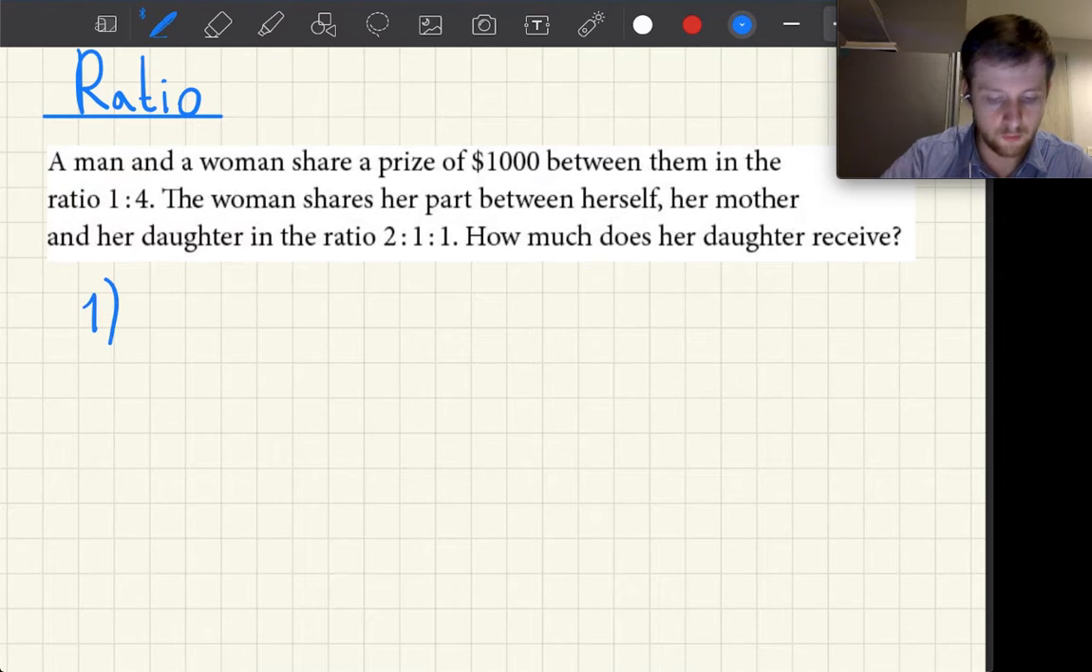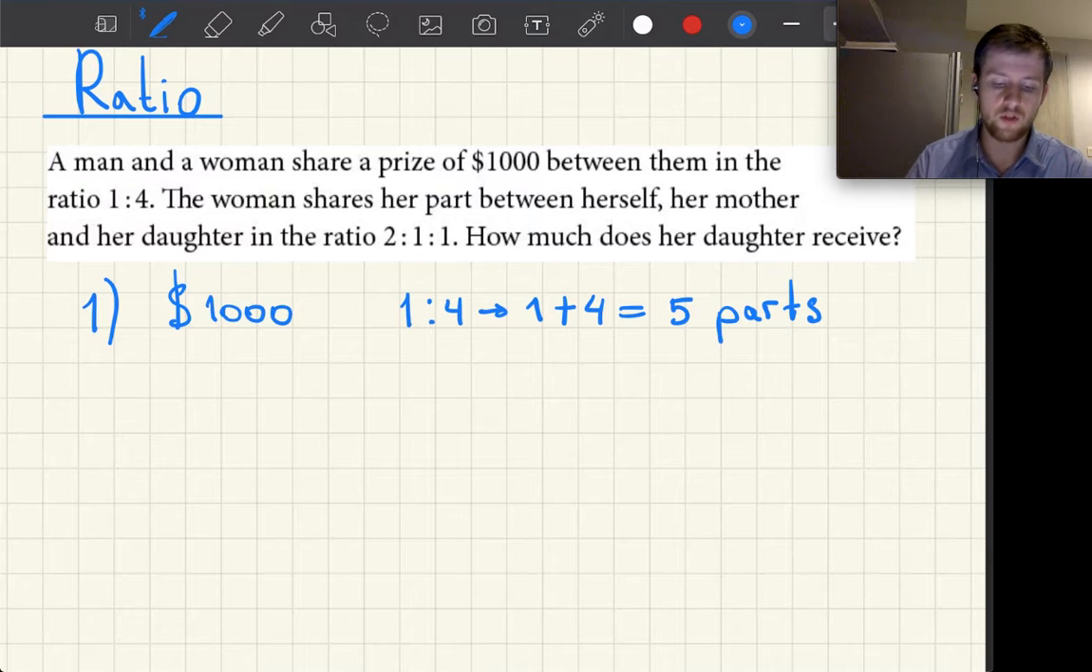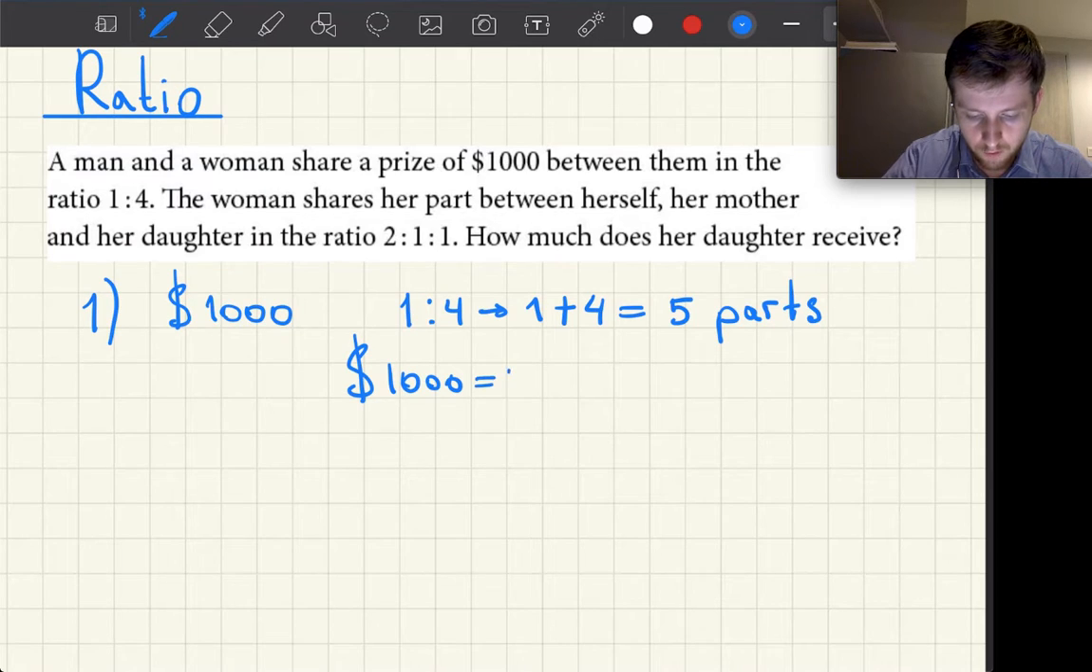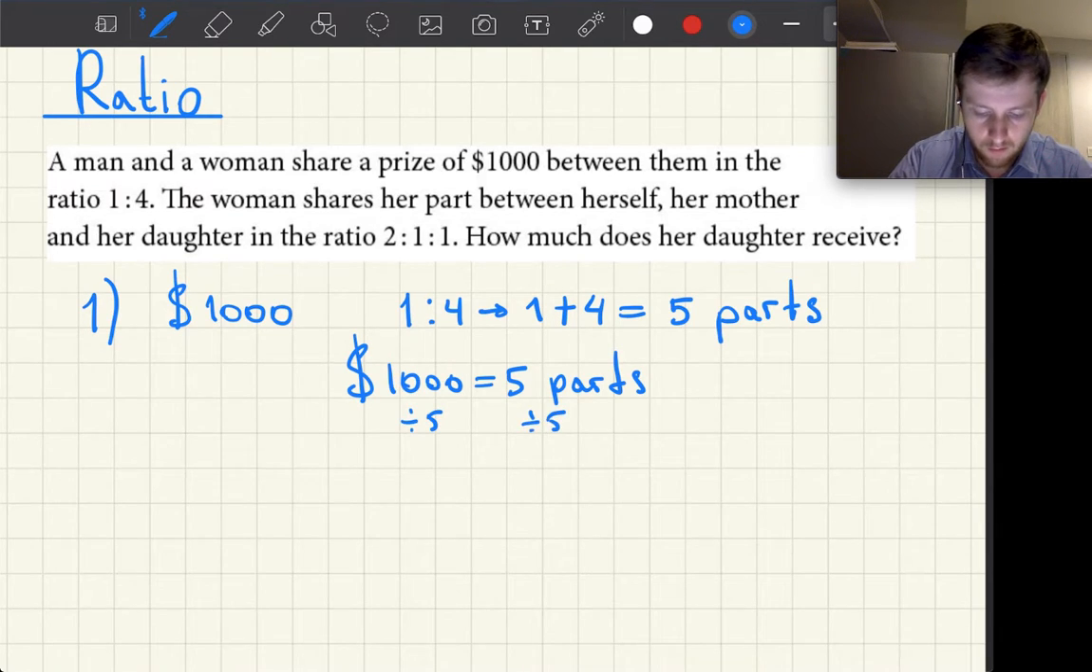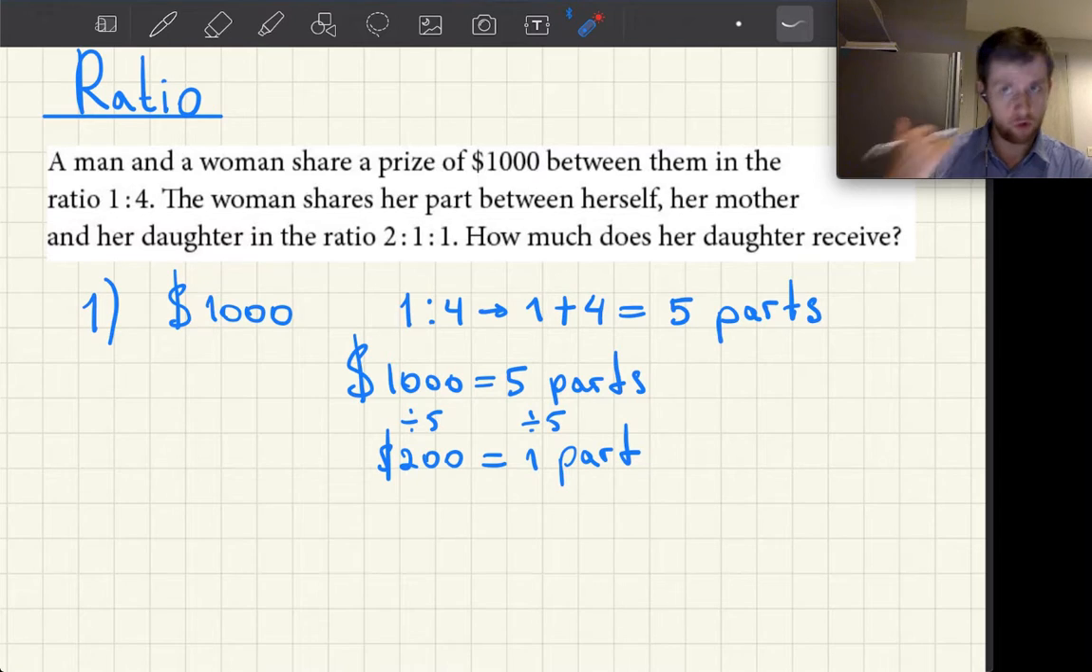So the first step. There's $1,000 in total, and they're split in the ratio 1:4. It means that in total, they're split in 5 parts. The question about ratio and also about proportion is almost always: how much is one part? In this case, $1,000 is equal to 5 parts. Then if we divide both sides by 5, we will get that one part is equal to $200.